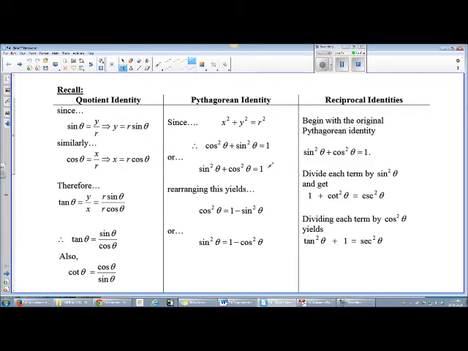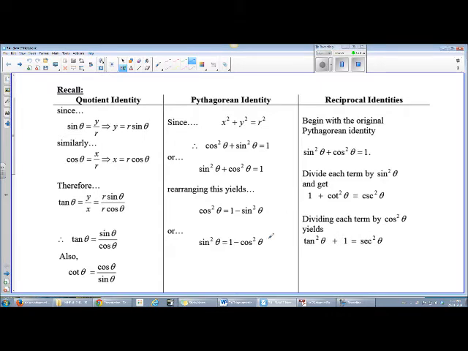Now if we rearrange this formula by isolating cosine squared theta, we would get 1 minus sine squared theta. And then we go back up here and isolate sine squared theta by subtracting cosine squared theta from both sides. We get sine squared theta equals 1 minus cosine squared theta.